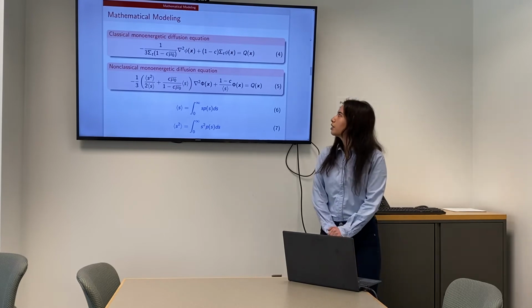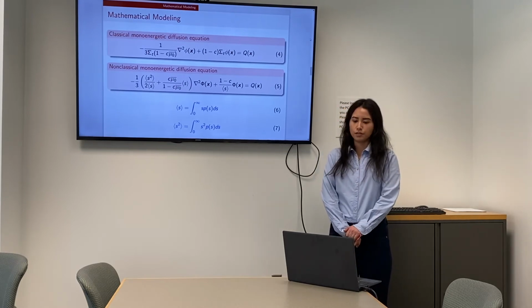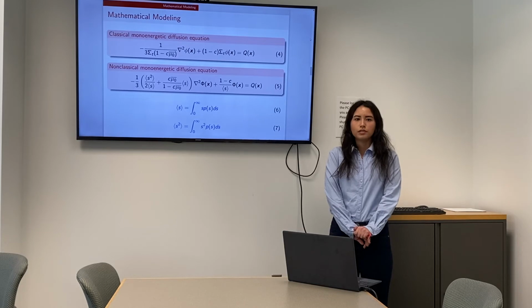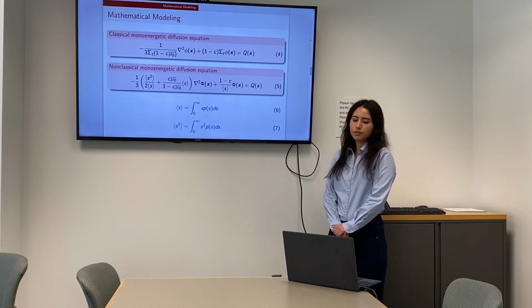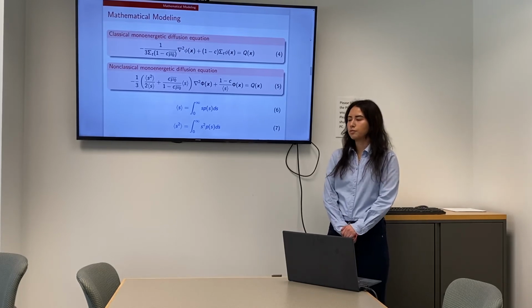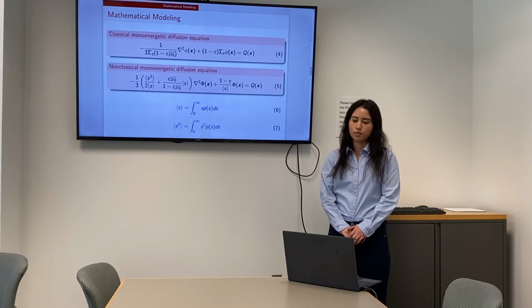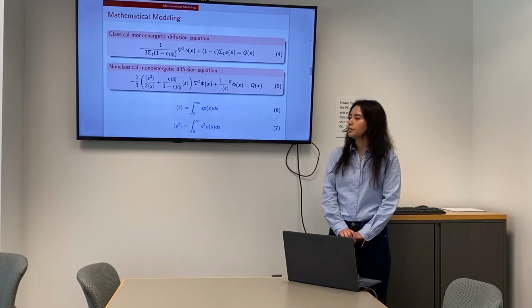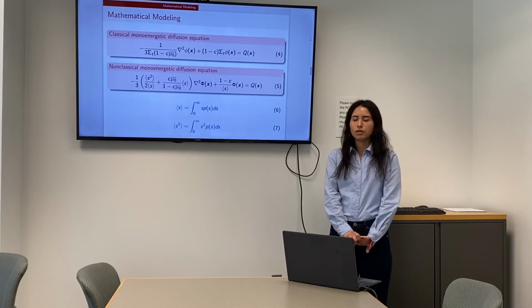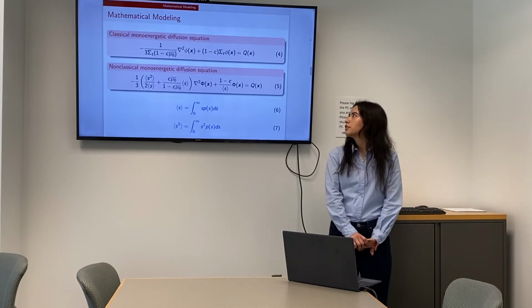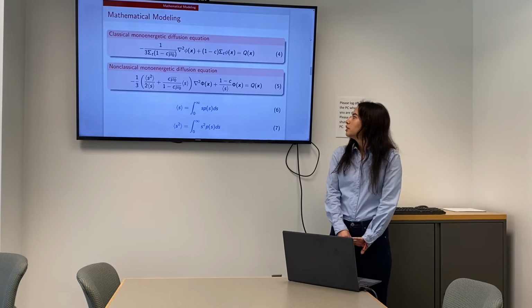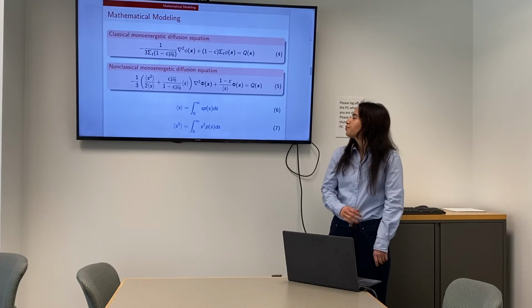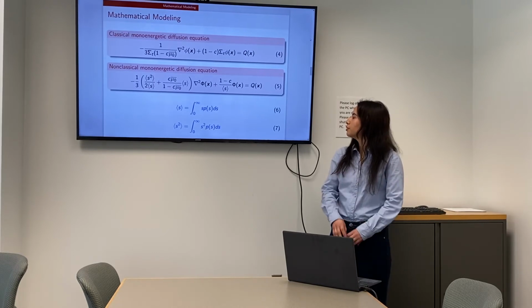Now I'm going to talk about the diffusion theory. The diffusion theory is based on Fick's law, which states that particles migrate from points of higher concentration to points of lower concentration. It is an approximation of transport theory that can provide great numerical results.